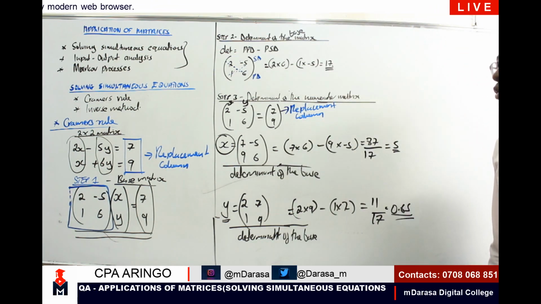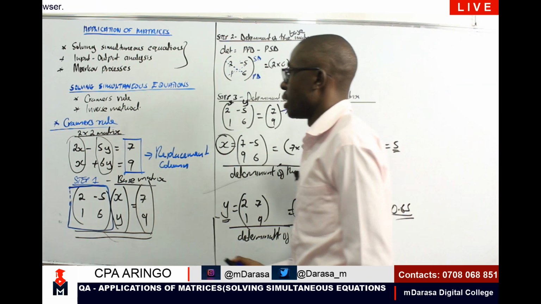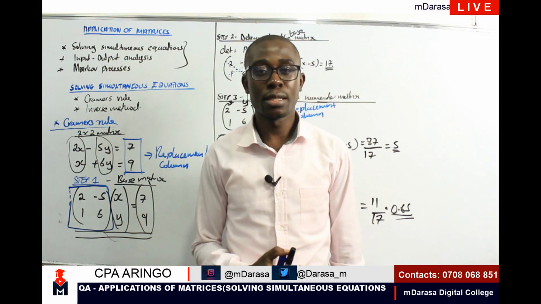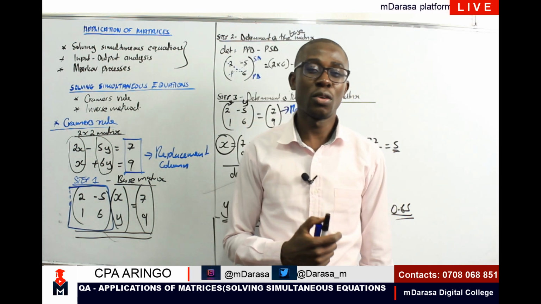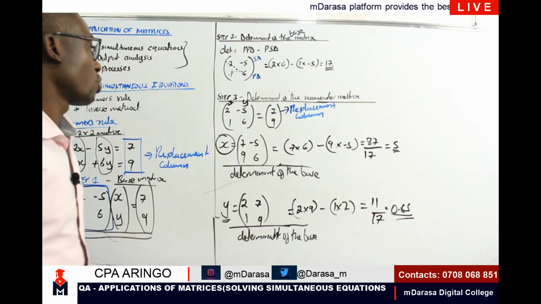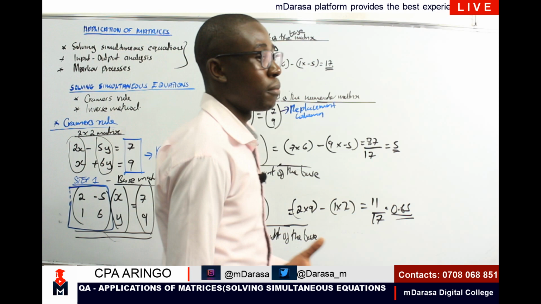So in our next session, my good students, we are going to use Cramer's rule again, but in this case we will be looking at a 3 by 3 matrix. See how it will happen. In our next case, we're going to look at Cramer's rule using a 3 by 3 matrix illustration.